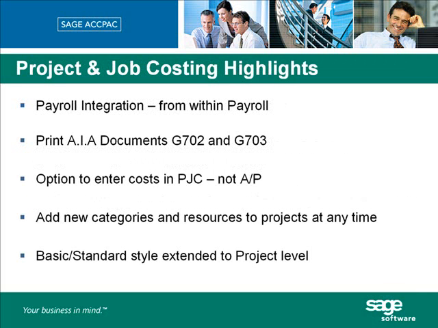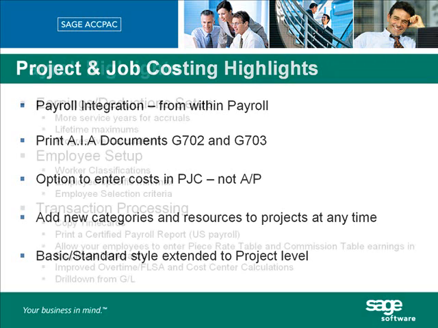In the project and job costing module, there is now an integration from within Payroll. One of the chief features in project and job costing is the ability to print AIA documents G702 and G703. Also, you now have the option to enter costs in project and job costing instead of entering them in accounts payable. Additionally, you can add new categories and resources to projects at any time. Last but not the least, the basic and standard styles have now been extended to the project level.